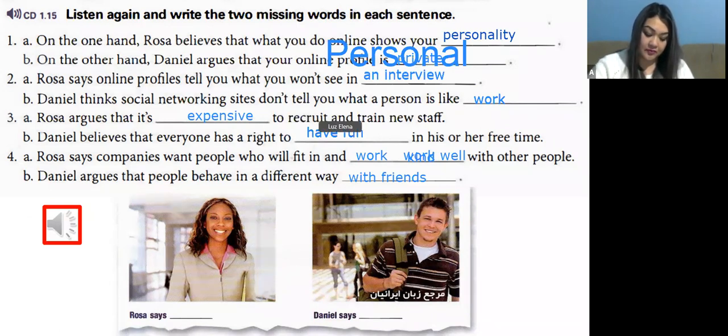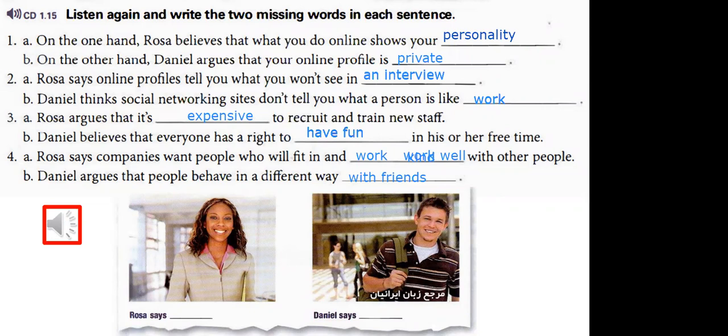Employers basically want people who will fit in. After all, what you do online shows your true personality. But your online profile is private information. So you think it's private? On the contrary. If I can see your profile by looking online, it's not private. It's public. It tells me things that I won't see in an interview. Yes, but what you see on social networking sites is not the whole person. Social networking sites don't tell you what people are like at work.